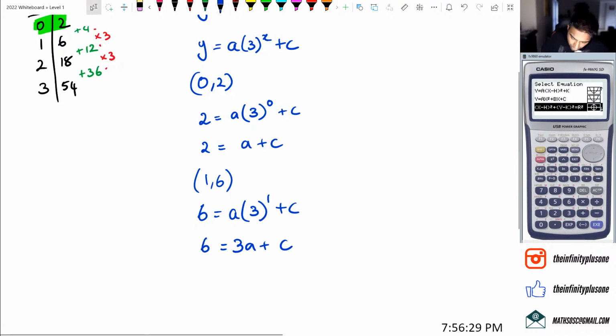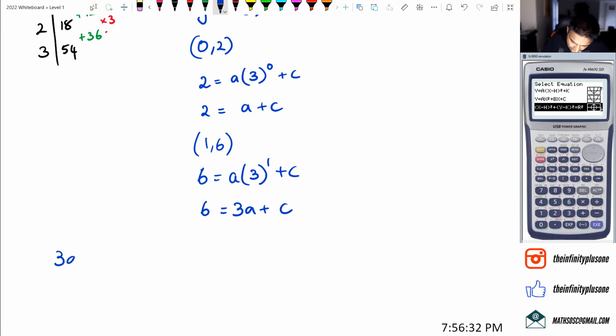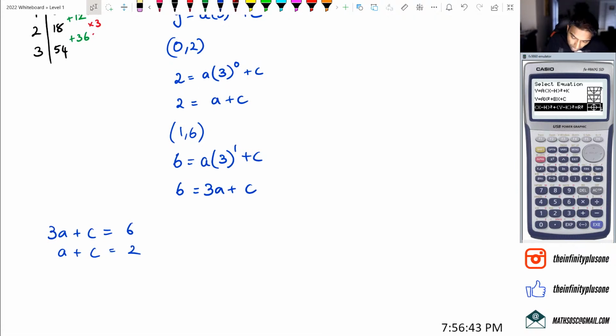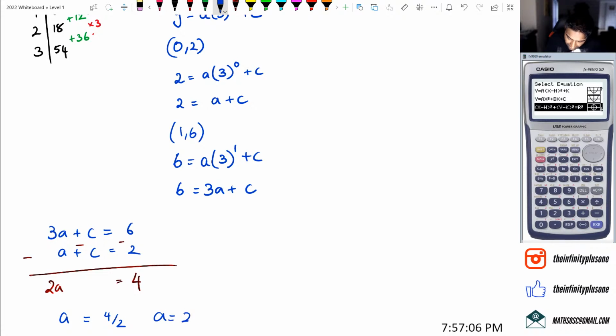So basically I've got 2 equations here. My first equation is 3a plus c is equal to 6. My second equation is a plus c is equal to 2. Because I have that, I can just subtract everything because it's just simultaneous equations. You don't need a graphics calculator or any type of calculator for this, because it's just setting up a really simple equation. So 3a take away a is 2a, c minus c is 0, 6 minus 2 is 4. So a is equal to 4 divided by 2, so a is equal to 2.